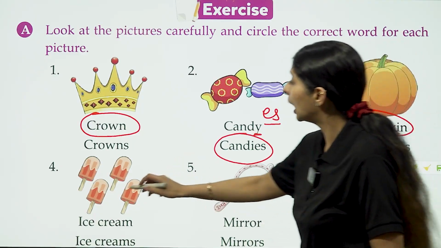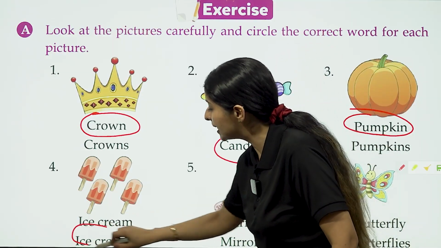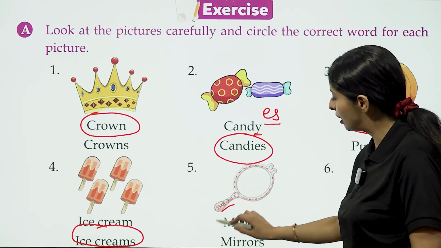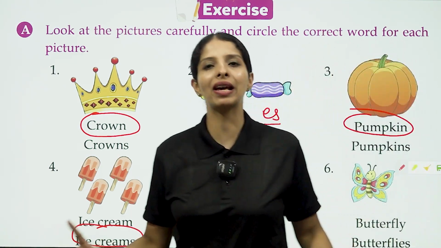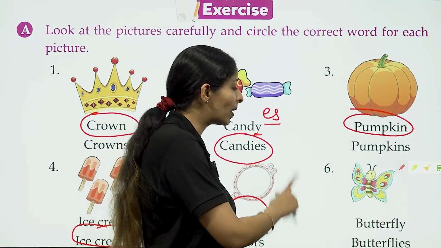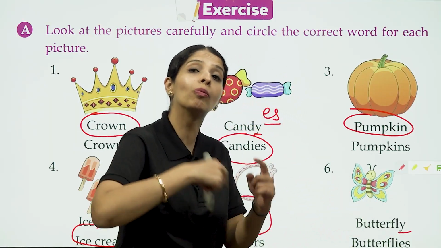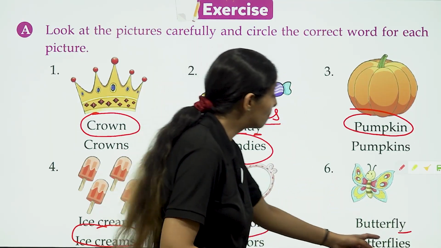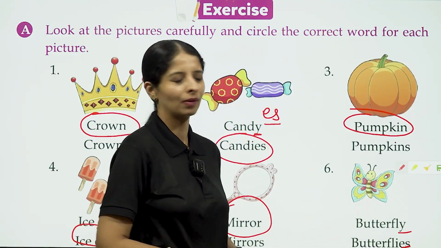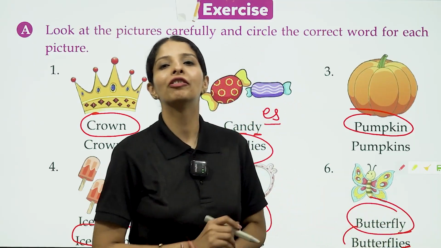Next, we have more than one ice cream, right? So ice creams. We have one mirror. So it will be mirror, not mirrors. Here we have one butterfly. So it is butterfly or butterflies. It is ending with Y. So when I talk about more than one, it will become butterflies. ES will be added at the end. Here it is one. So we'll circle butterfly.